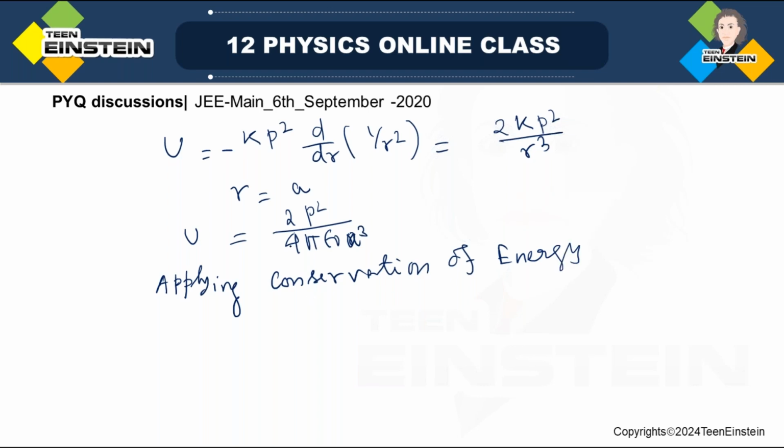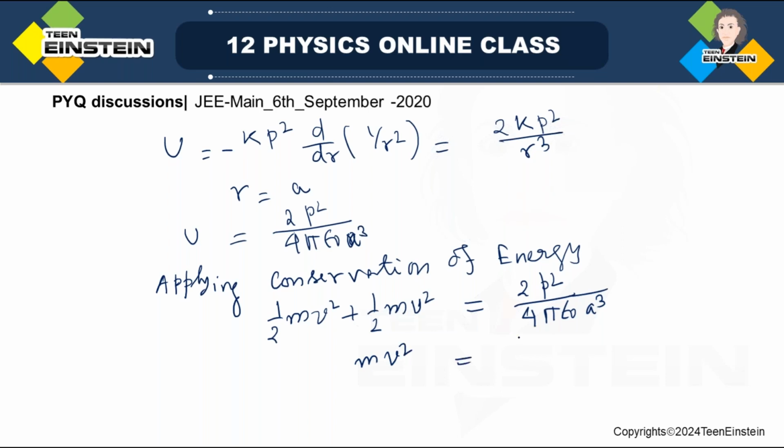Okay, so when they are infinitely far apart, there will be no potential energy, so the whole energy will be kinetic energy for both of them, half mv square plus half mv square, because I have two dipoles, and this will be exactly equal to this total potential energy or interaction energy. Now this will be mv square, this is p square by 2 pi epsilon naught a cube, and this mass I'll multiply here.